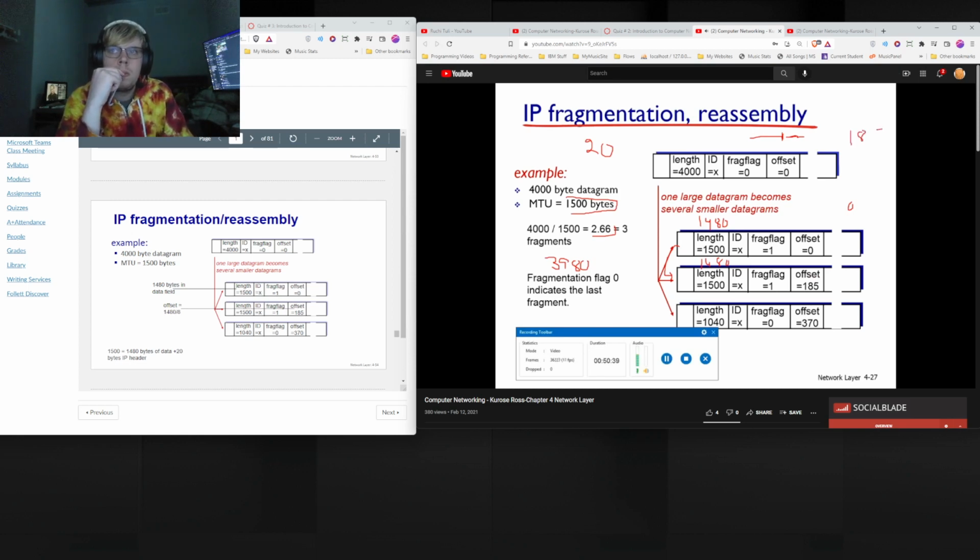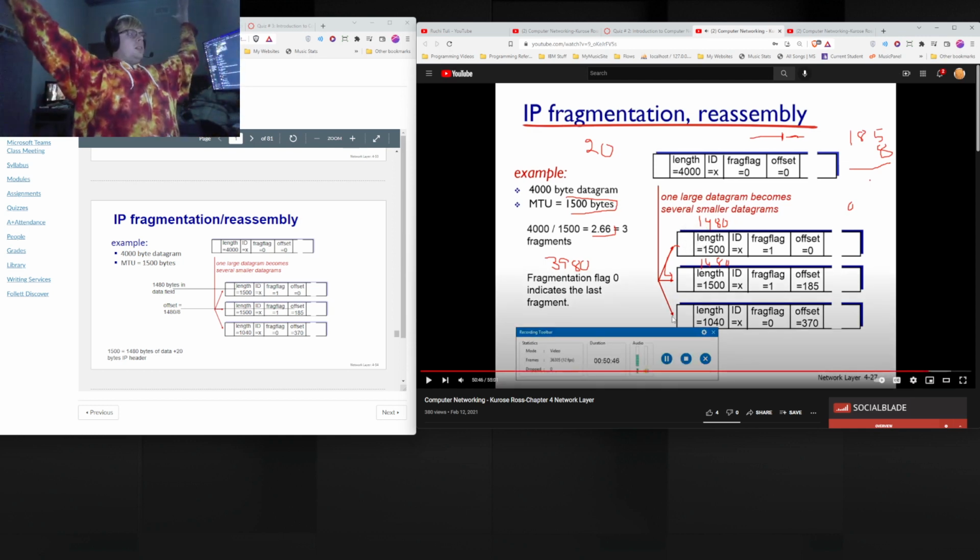Each byte has 8 bits. When you multiply 185 with 8, you get 1480. Oh, that's how you do it.